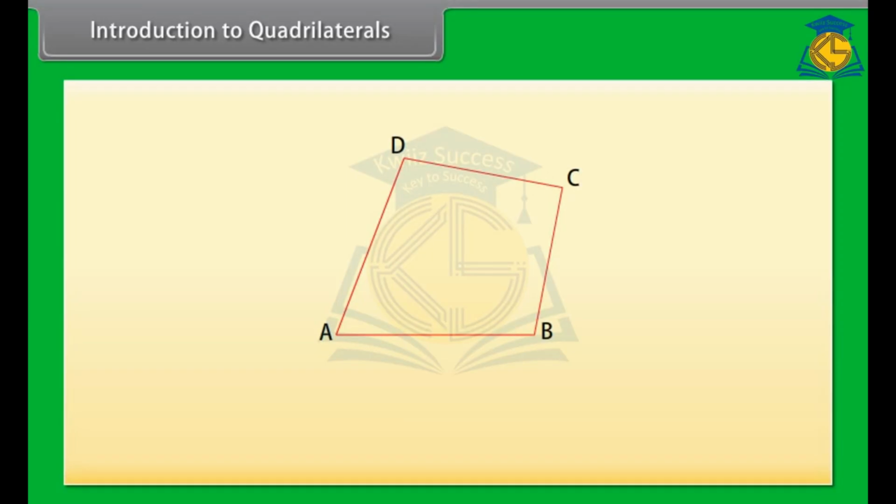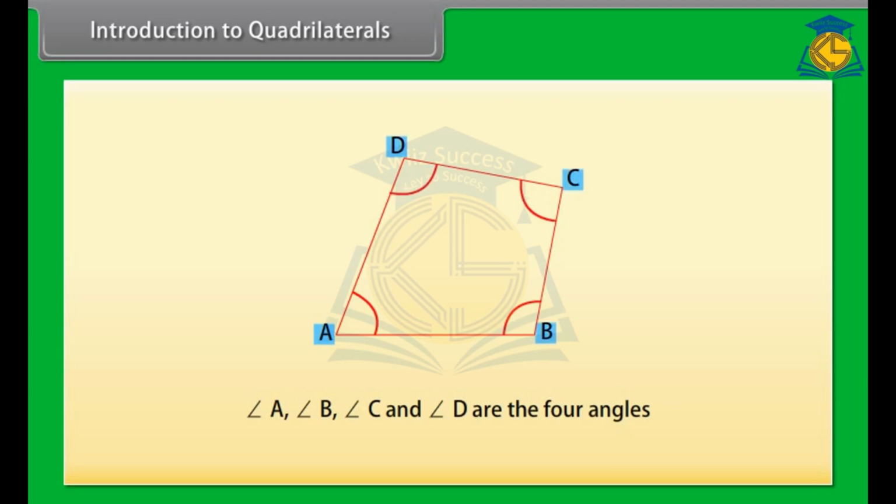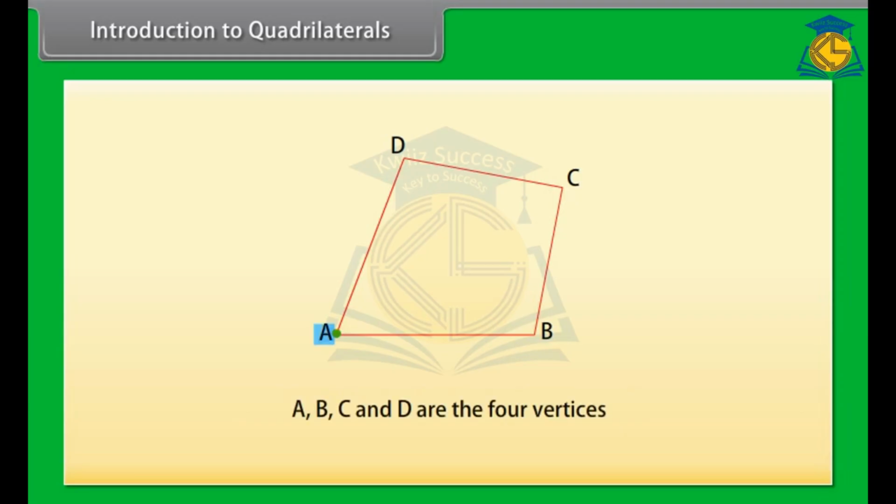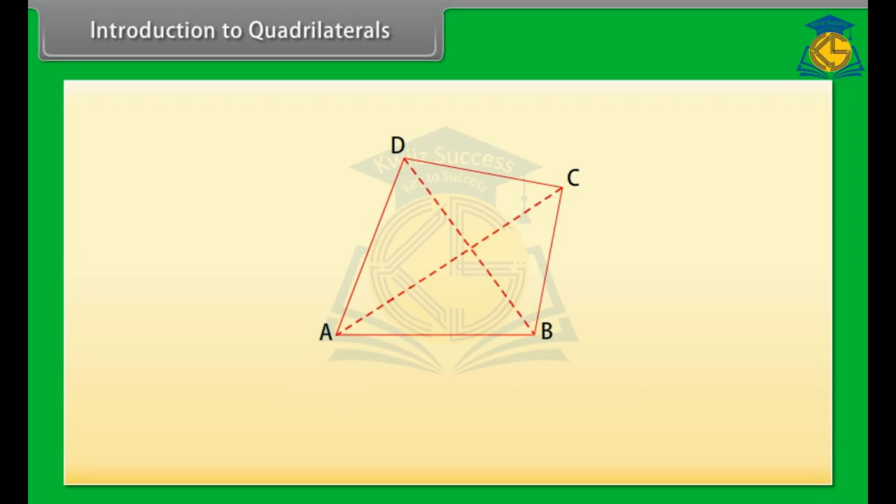Introduction to quadrilaterals. Look at the figure ABCD. This is a quadrilateral. A quadrilateral has 4 sides, 4 angles, and 4 vertices. Here AB, BC, CD and DA are the 4 sides. Angle A, angle B, angle C and angle D are the 4 angles. And A, B, C and D are the 4 vertices. Now what will happen if we join its opposite vertices? If we join the vertices A to C and B to D, we get the diagonals. So, AC and BD are the diagonals.